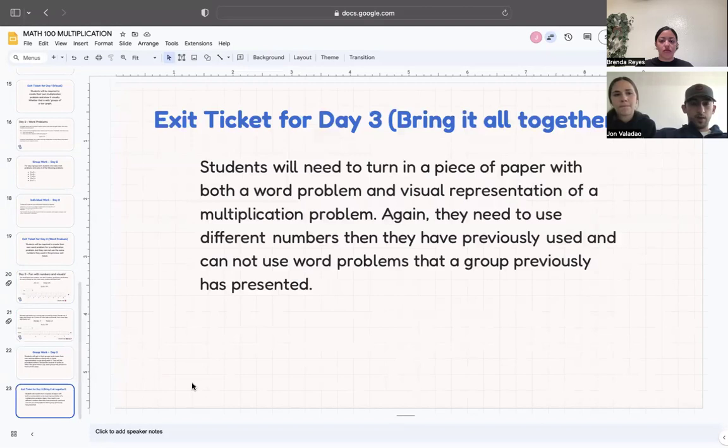And then to wrap up our 3-day lesson, students will need to turn in a piece of paper with both a word problem and a visual representation of a multiplication problem. Again, they need to use different numbers than they have previously used and cannot use word problems that a group previously has presented. In the previous slide, we said that they're going to be presenting in front of the class. So we don't want them to write on a piece of paper what they already saw. We want them to try something new because in that case, it's not really an exit ticket. It's not really an evaluation of what they have learned from the past 3 days.